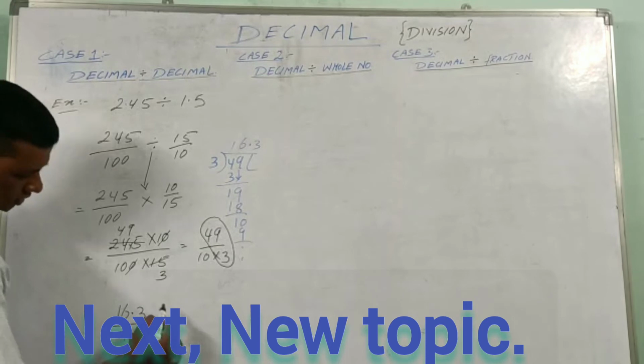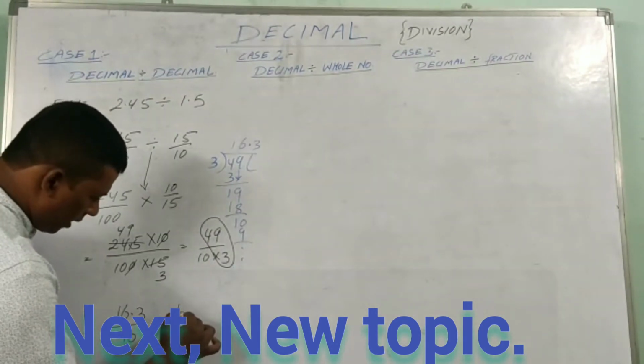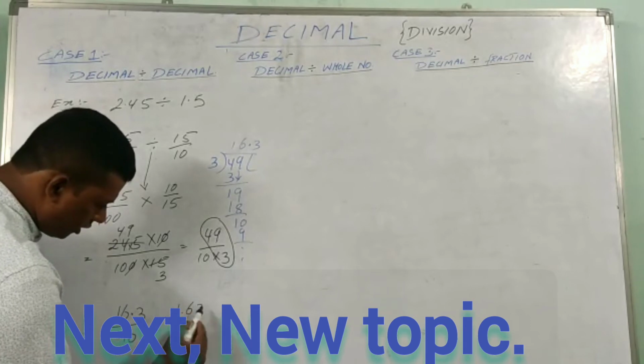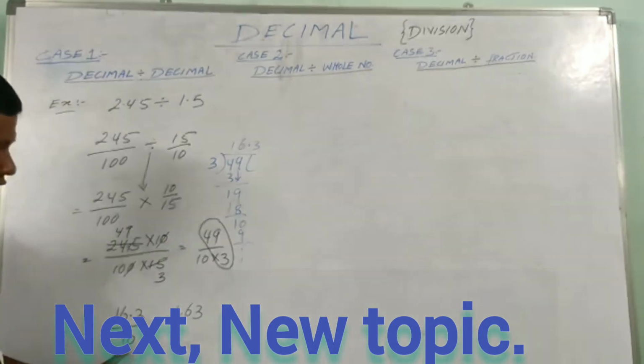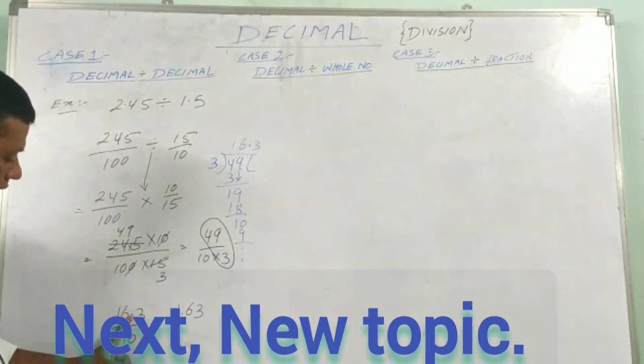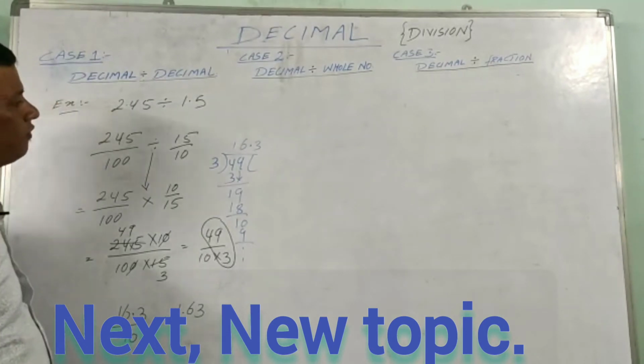Now after this, remove this decimal point. Now it will be 1.63, our answer. I already explained in the last class how to remove this 0 and how the decimal point has changed. You can go to the previous video, there you will see.